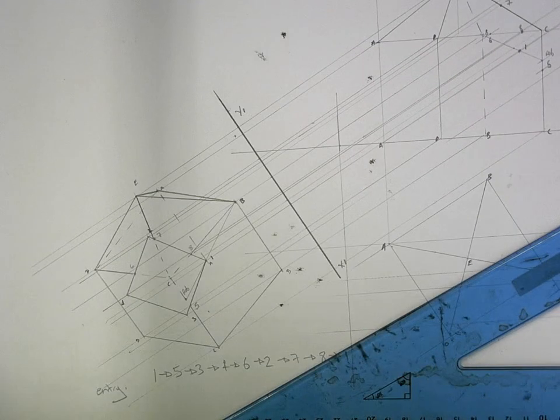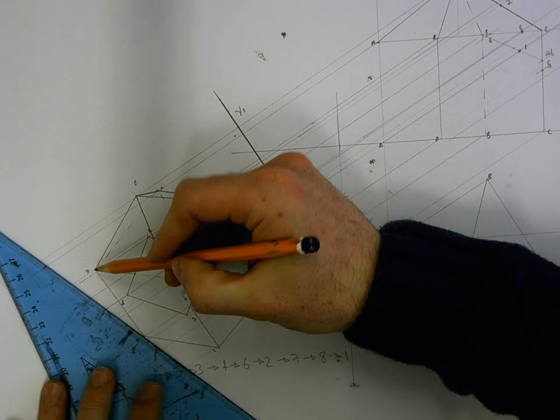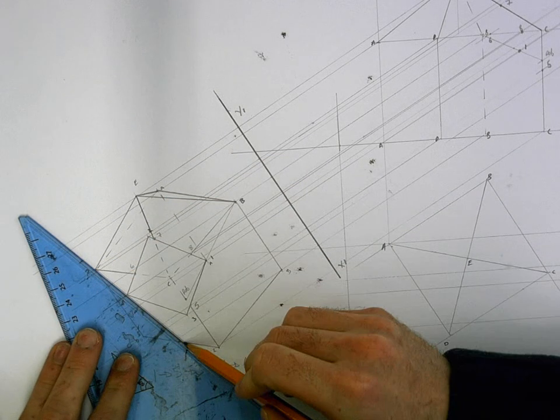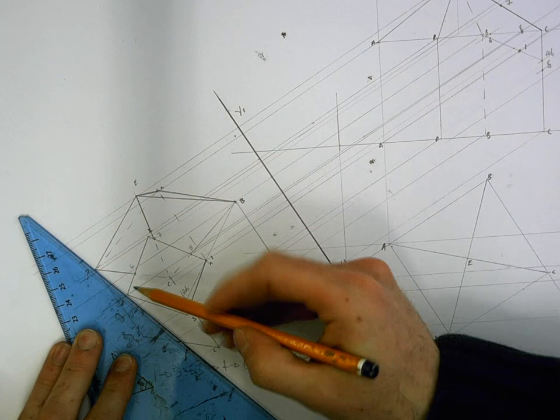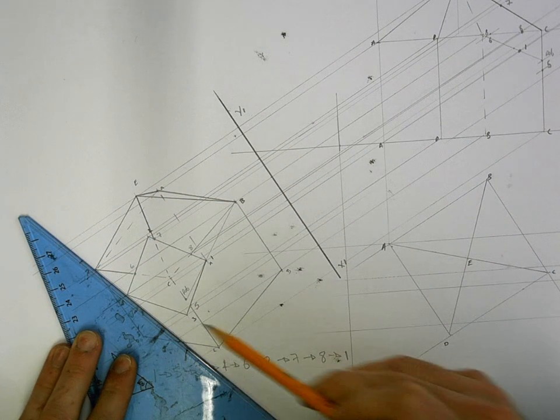So I create reference lines for corner 4, and you can create them from any corner, it doesn't matter, as long as it goes from one side of the surface through the point and out onto the other side of the surface.